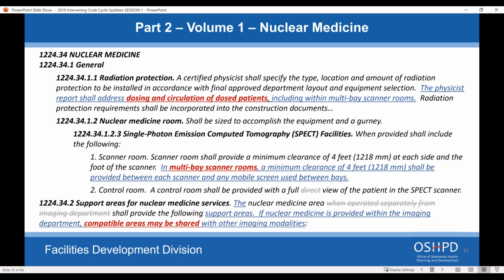We've also added that if there's multi-bay scanner rooms, a minimum clearance of 4 feet shall be provided between the scanner and any mobile screen used between bays.